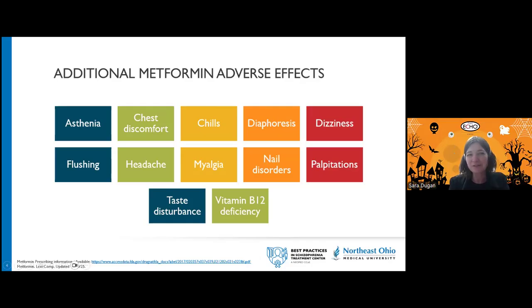Dizziness actually is one of the main gastrointestinal effects, and dizziness tends to be one of the main causes of discontinuation in the clinical trials. So patients stop taking their medication because they feel dizzy. So that is one that, again, if we start low and slowly titrate up, they can develop a tolerance to. So flushing, headache as a potential issue.